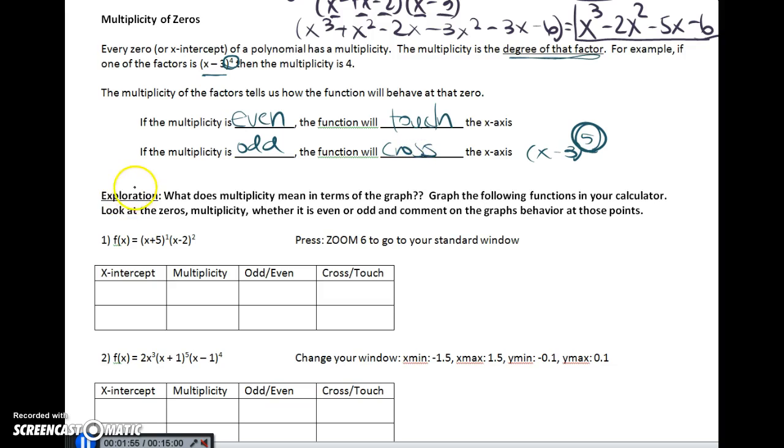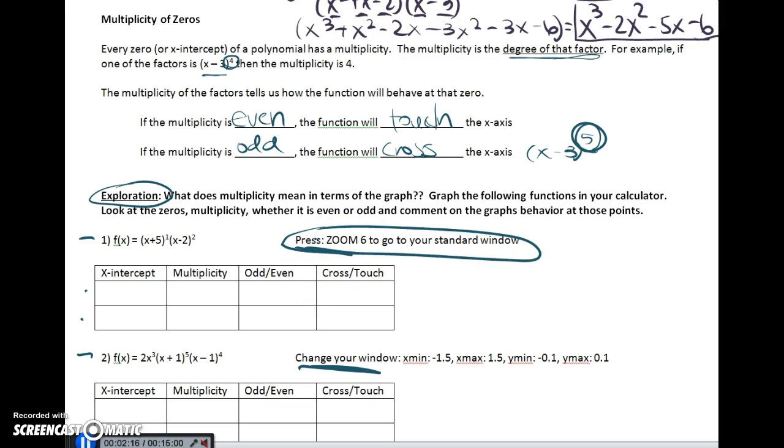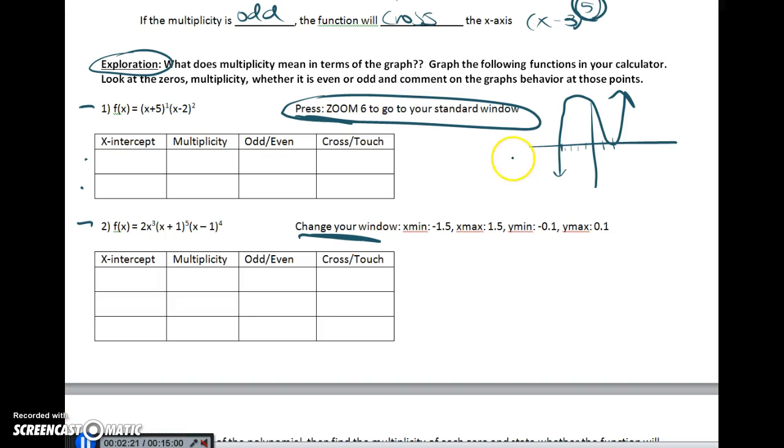So what I would like for you guys to do is go through and explore this. You're going to plug both of these functions into the calculator. Make sure you use the window that I gave you so that you can actually see the zeros. And then write down what the x-intercepts are. Write down the multiplicity, if it's odd or even, and then if it crosses or touches. So go ahead, try that out, and we'll go through that after you press pause and try it on your own.